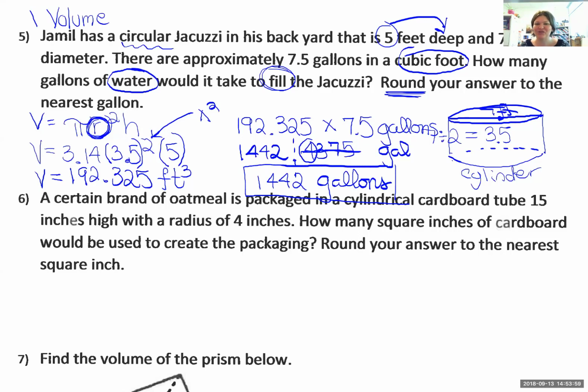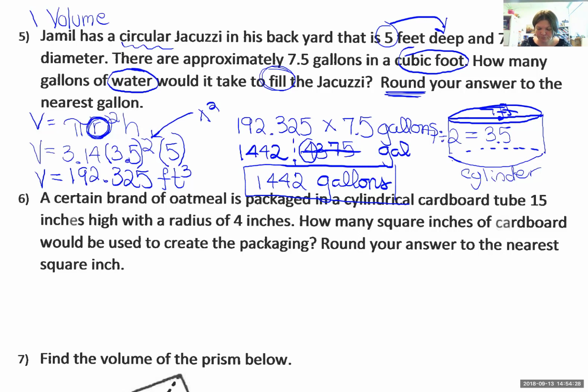Hey, I've seen that in the grocery store. How many square inches of cardboard would be used to create the packaging? Round your answer to the nearest square inch. Now, I thought about including this problem because on the actual one in the grocery store, it's cardboard all over except the top is plastic. Can we just pretend the whole thing is cardboard? I'm not trying to do some extra tricky problem, okay? So just assume the entire cylinder is made of cardboard in this case.